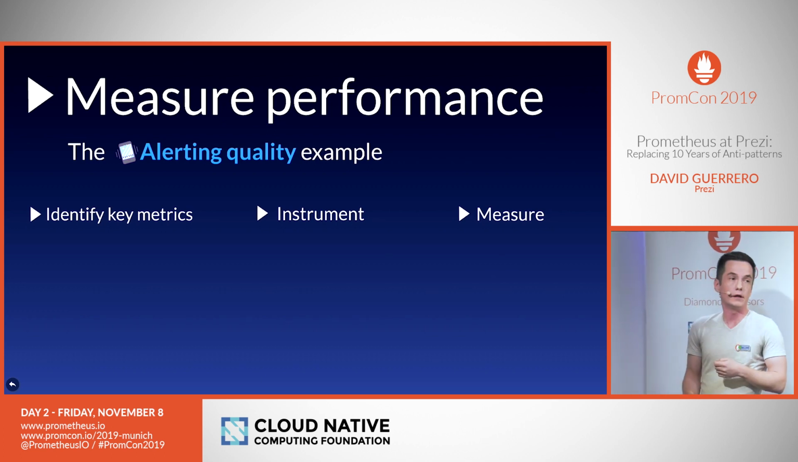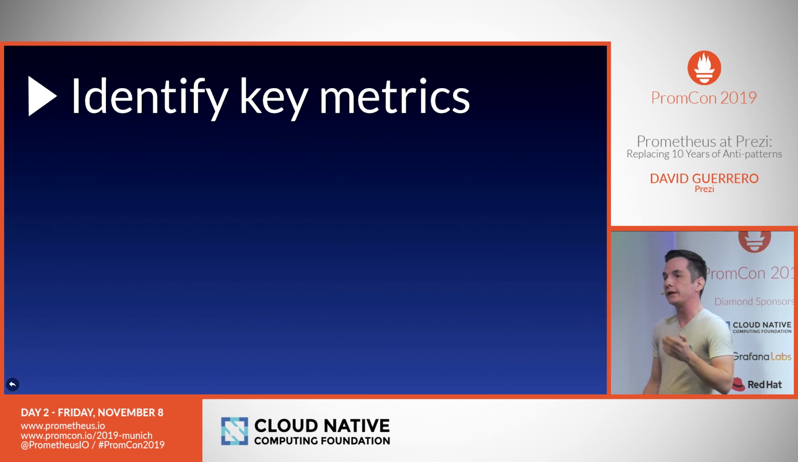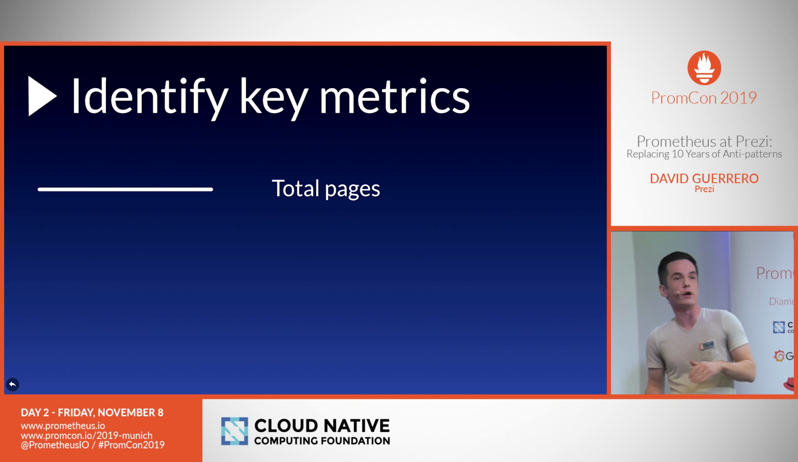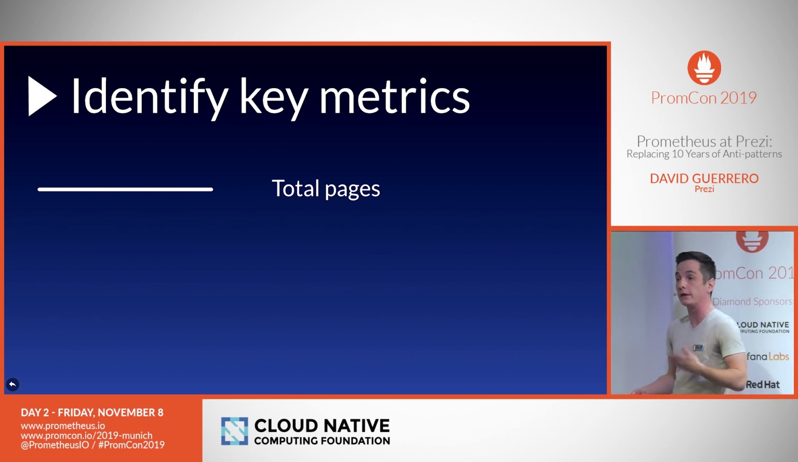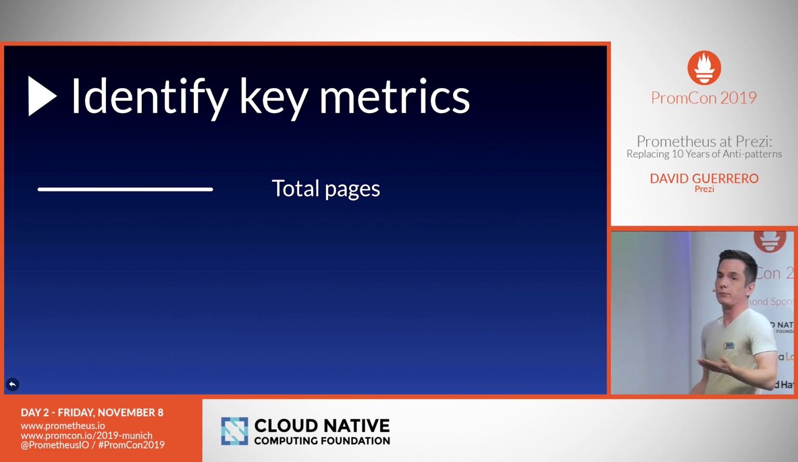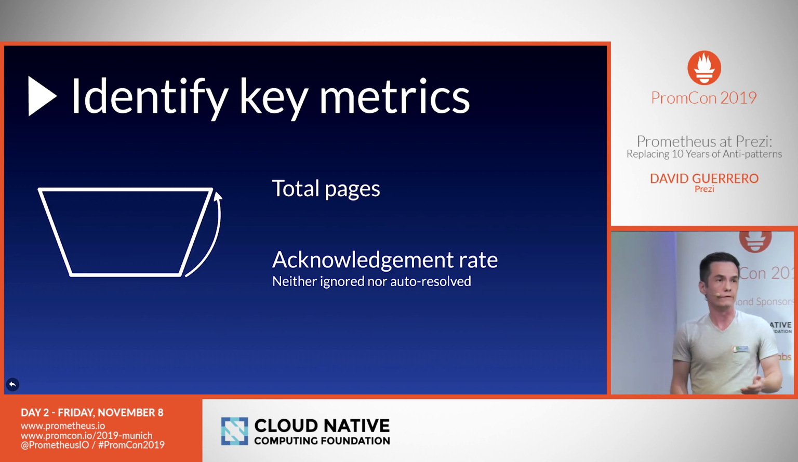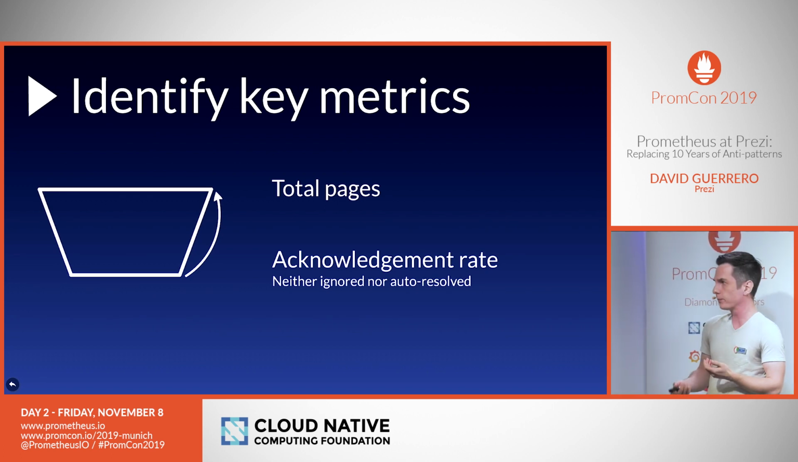So here I'm going to take the example of the alerting quality that we wanted to improve. So first, we need to identify key metrics. The first one is going to be the total number of pages, because for equal availability or a better availability, if you have fewer pages, well, that's better, because people wake up less often. The second one is acknowledgement rate.